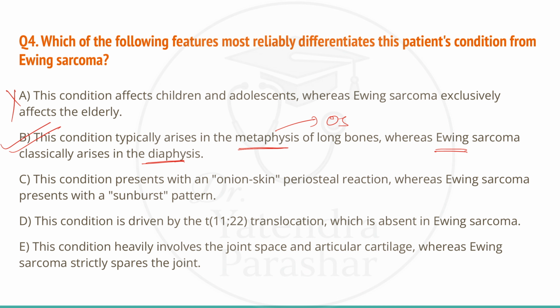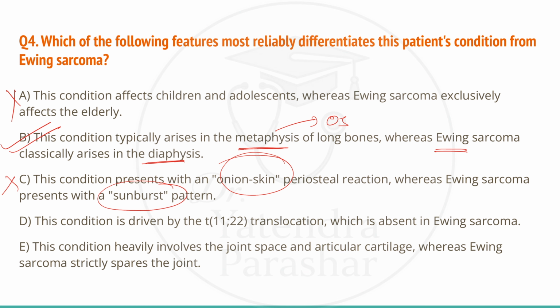Option C. This condition presents with an onion skin periosteal reaction, whereas Ewing sarcoma presents with a sunburst pattern. Actually, Ewing sarcoma is more commonly associated with onion skinning and osteosarcoma with the sunburst appearance. So this is the reverse order. So this option is not correct.